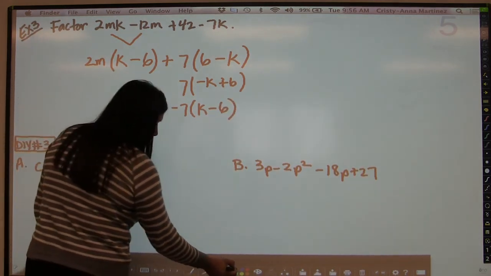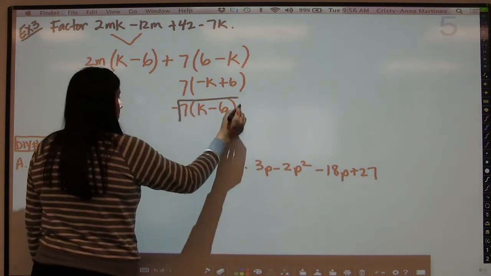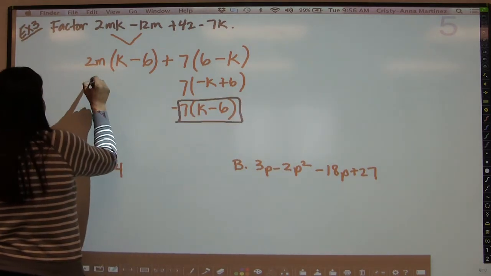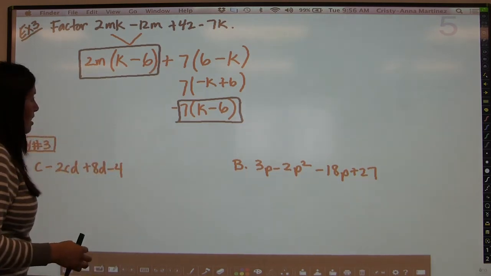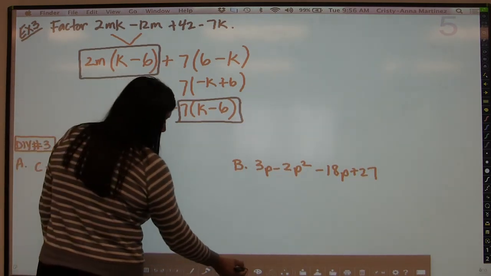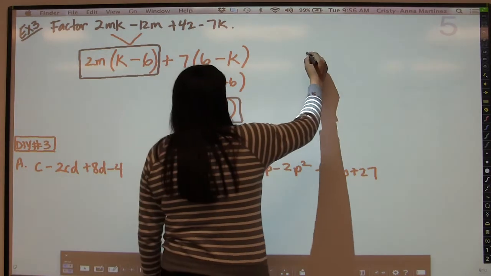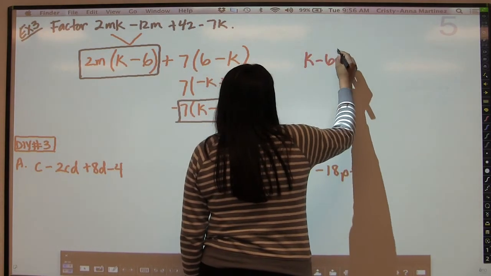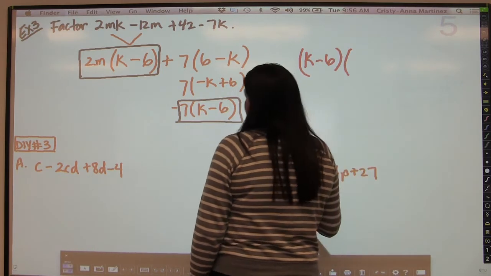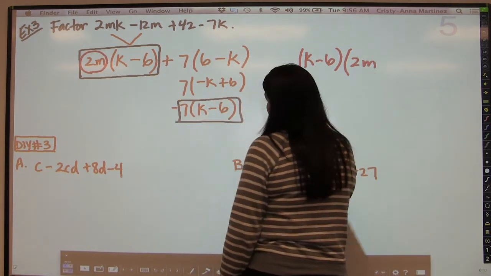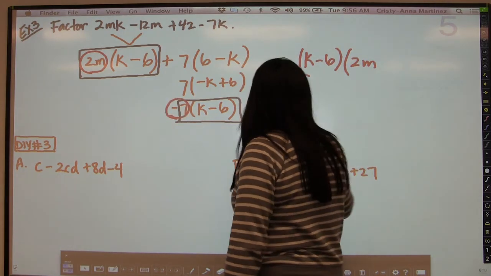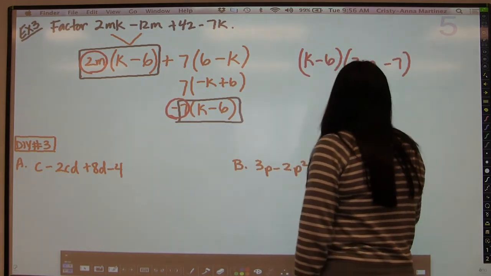So now, as we look at the two terms, there's one of them, there's the other one. Remember, that's factoring within factoring. What do they both have in common? They have k minus 6 in common. So the k minus 6 comes out. And then what's left is 2m. And over here what's left is minus 7. And so there you go.